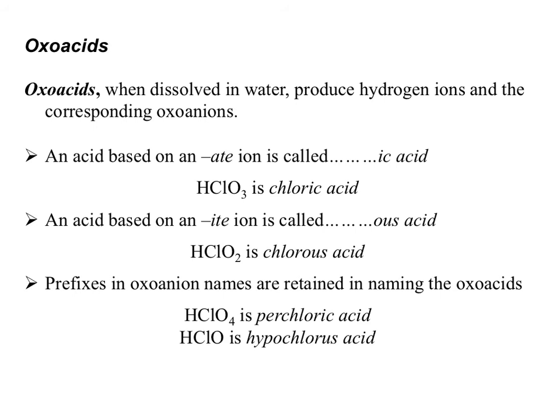An acid based on an ite ion is called something-ous acid. So HClO2 is chlorous acid. And prefixes and oxoanion names are retained in naming the oxoacids. So HClO4 is perchloric acid, and HClO is hypochlorous acid.